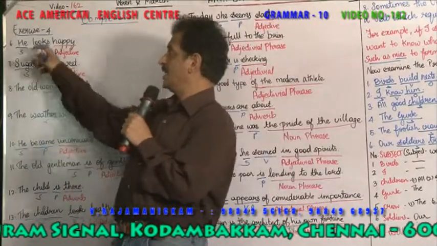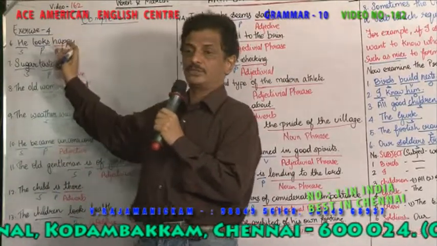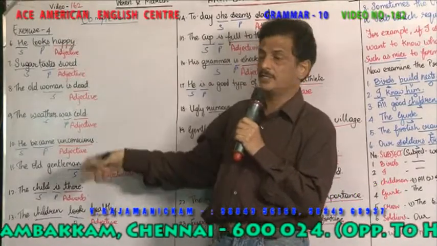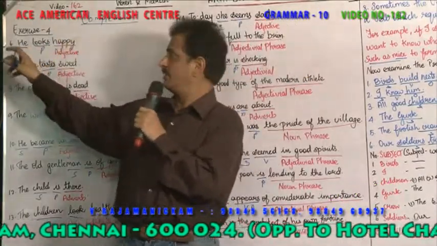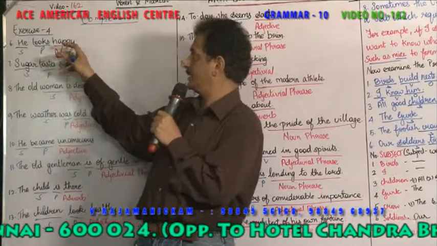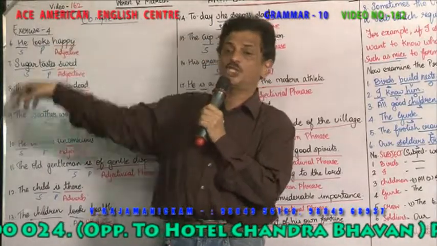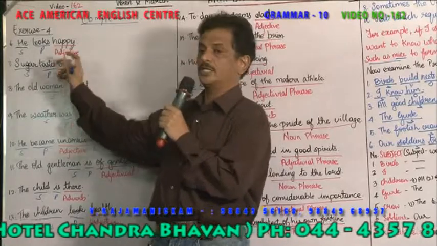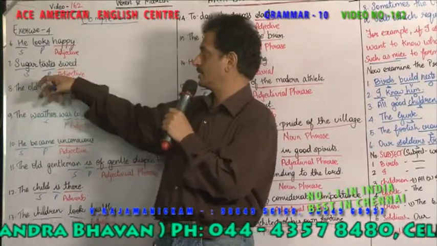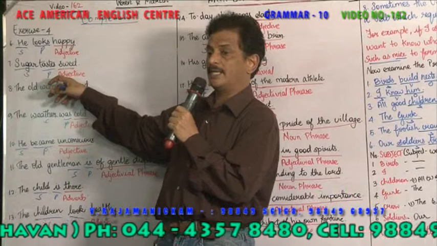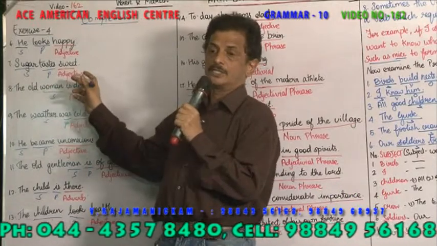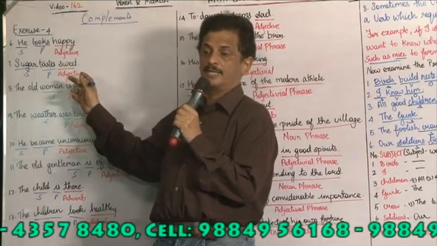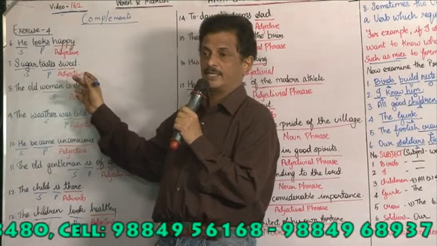So here he looks happy. So he and happy are both same. Happy is the quality of him. So happy becomes an adjective. He is the subject, looks is the predicate and happy is the adjective predicative or adjective complement. Sugar tastes sweet, and sweet is the quality of sugar. So sugar is the subject, taste is the predicate or a verb, and this complement is adjective predicative complement.